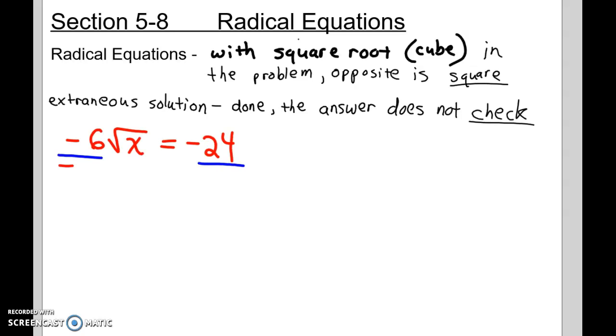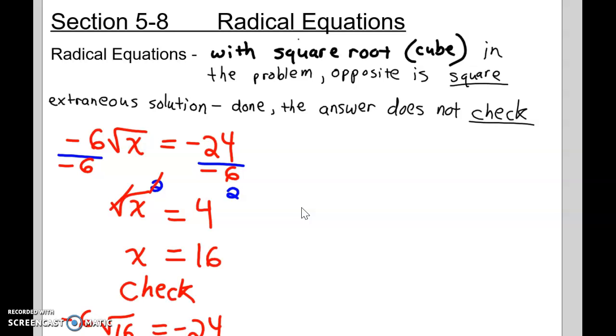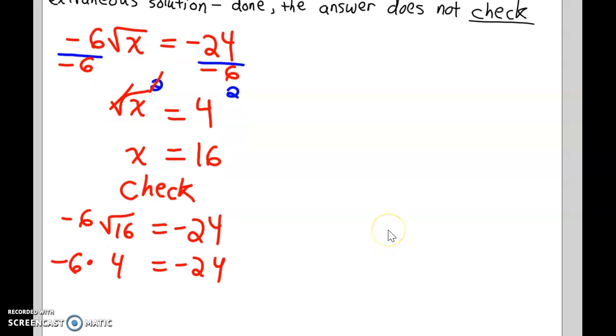Let me give you an example. We divide both sides here by -6. Divide by -6, you're left with square root of x, and it ends up being 4. You square both sides, the opposite, and then we end up with x equals 16. Check it out, and it works. You can check that number and put it back in, and everything works perfectly. It all checks. 16 works when you plug it in. -6 times square root of 16 becomes -6 times 4, which is -24, which is the answer.